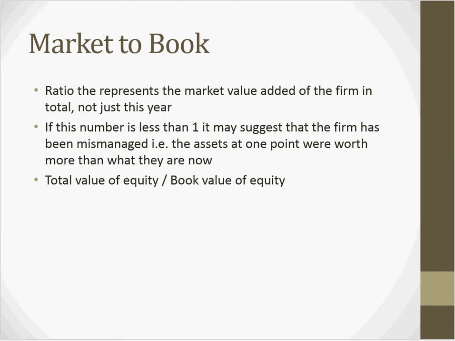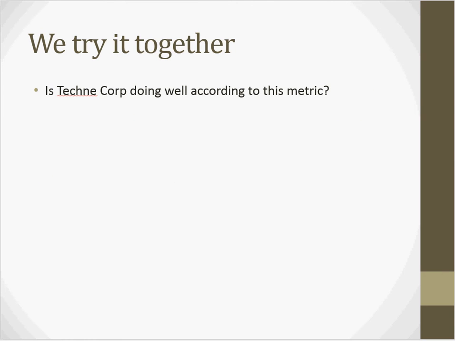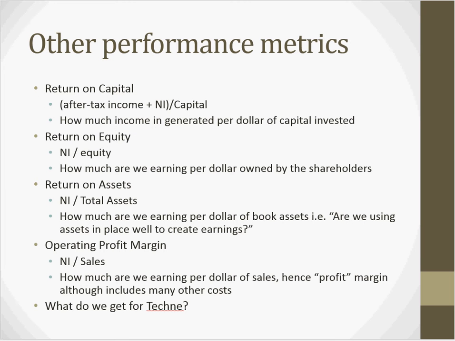Okay, so let's take a look at some metrics here. Performance metrics tend to focus on net income because that's a measure of how well the firm has done this year. And so naturally, if we have net income in the numerator, there are lots of things we can put in the denominator. So return on capital is net income divided by capital. So it's dollars per dollar of capital invested. So this would be naturally then in percentage terms.